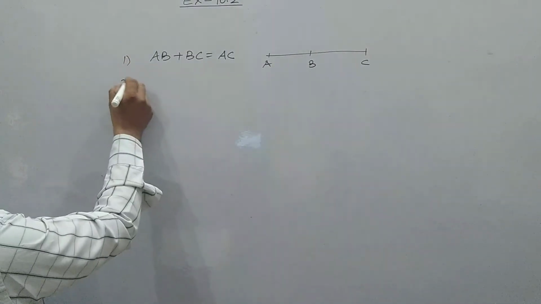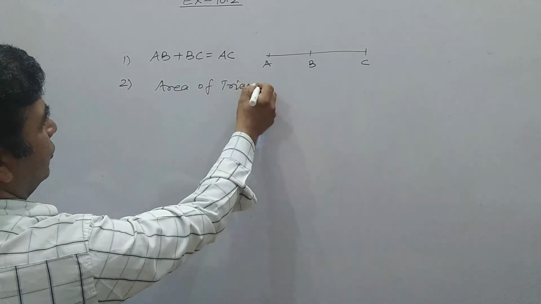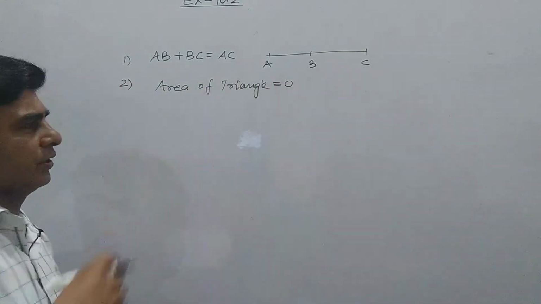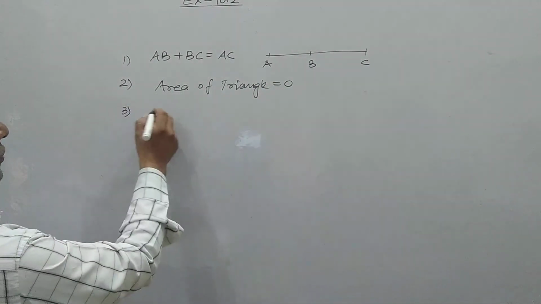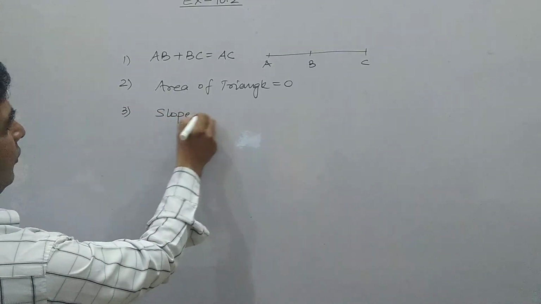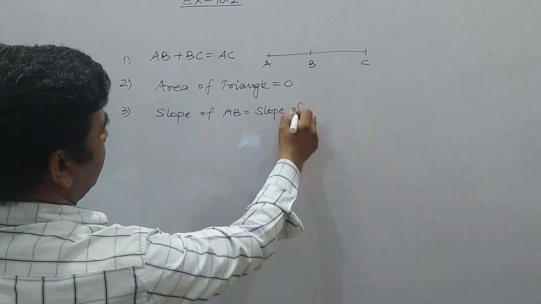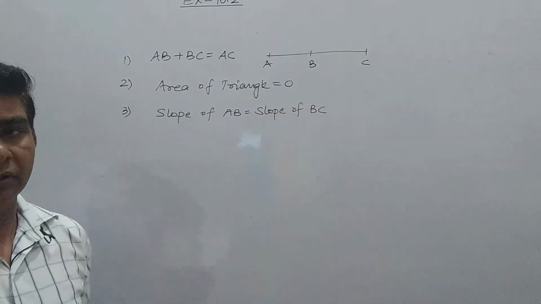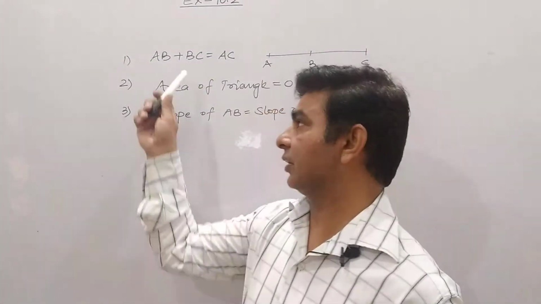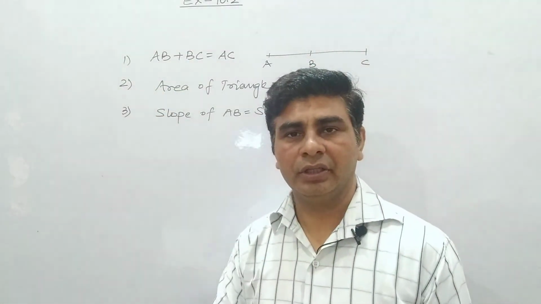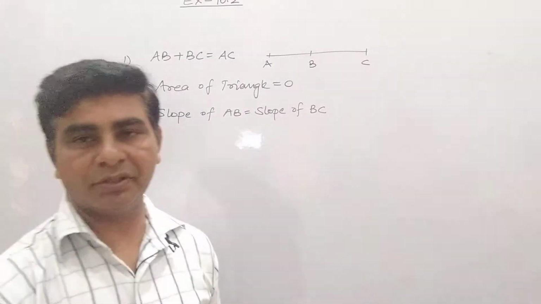The second step was, if the area of the triangle comes out as 0, in that case also we can say that the points are collinear. And the third case we discussed in the last video was, if the slope of AB is equal to the slope of BC, in that case also we can say that the points A, B, C are collinear. 3 मेथड से हम चेक कर सकते हैं, 3 मेथड से कर चुके हैं ऑलरेडी कि कैसे पॉइंट्स कोलिनियर होते हैं या नहीं हैं. Now one more method is coming here.